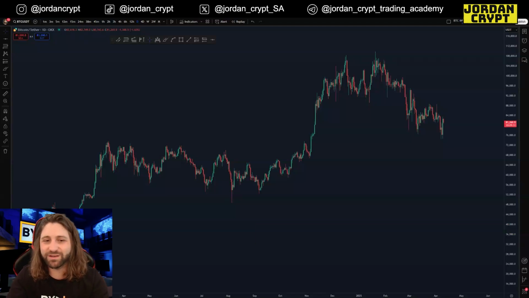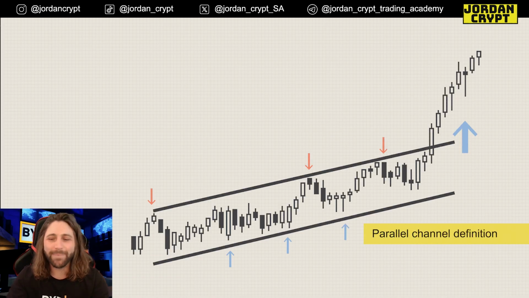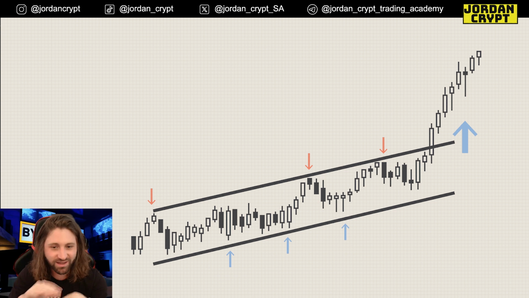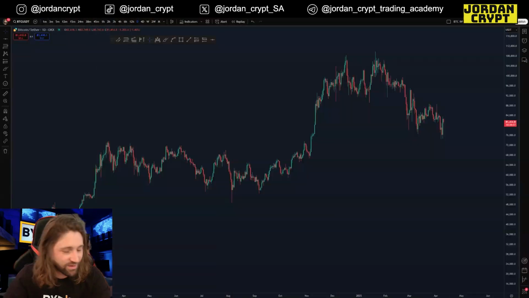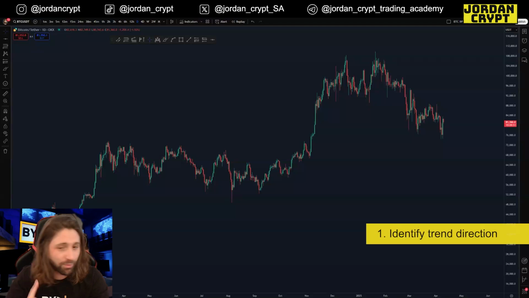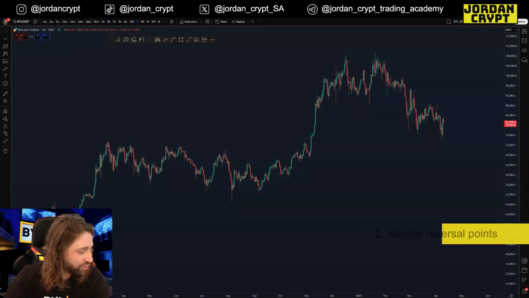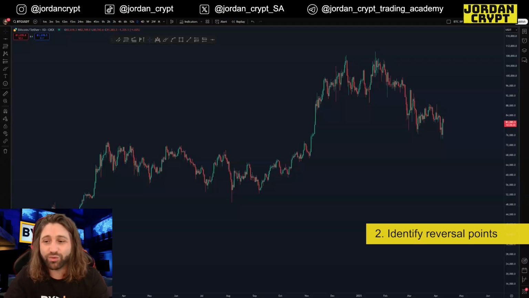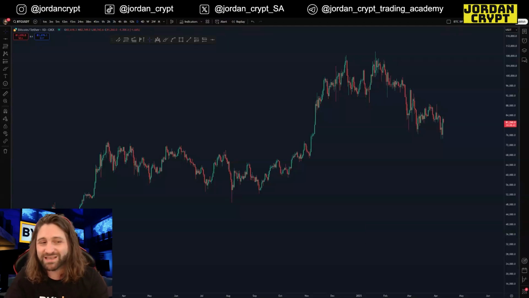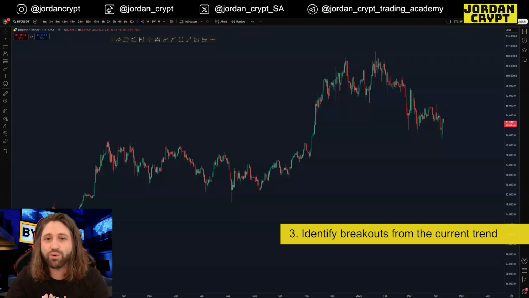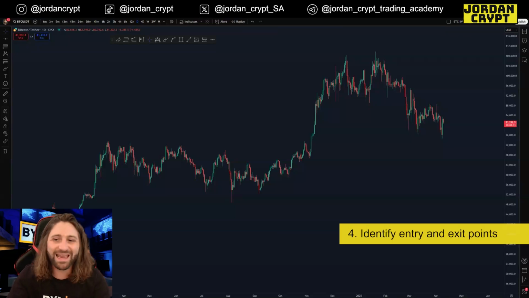A parallel channel is simply defined as two parallel trend lines which encapsulate your price. Simple, right? Simple. Okay, important to note a few purposes of the parallel channels. Number one is to identify trend direction. Number two is, of course, to identify your reversal points. Number three, to identify the breakouts from your current trend. And of course, number four, most important, to identify entry and exit points for your trading.